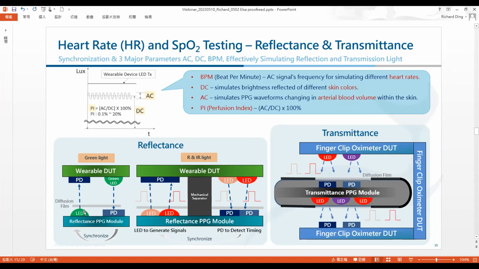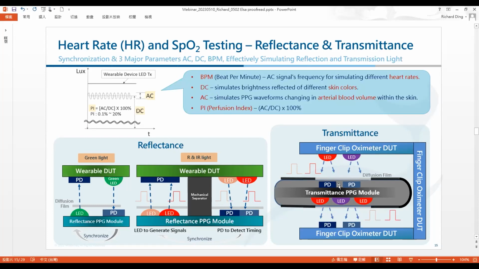Okay, so we can use this way to simulate different kinds of people, the heart rate. Okay, for the SpO2 measurement, use red and the infrared LED. So the same, we have 2 PDs. One detects red, the other one detects infrared, and synchronizes with the DUT LED to emit red and the infrared light to the DUT PD. Okay, so same, both infrared and the red LED can adjust the 3 parameters: BPM, DC, and AC. Okay, and for the transmittance, it's the same.